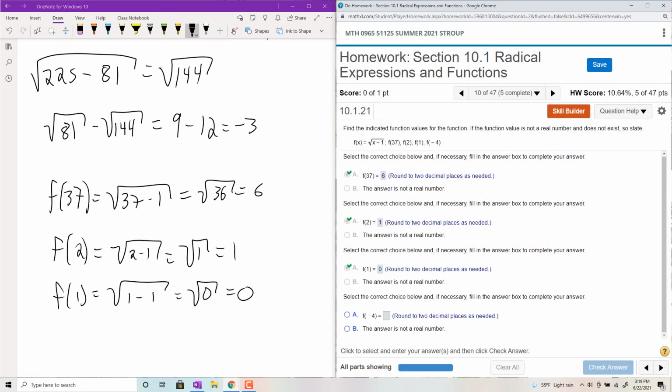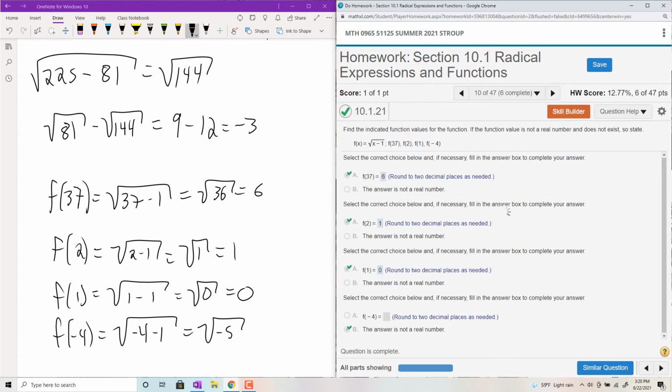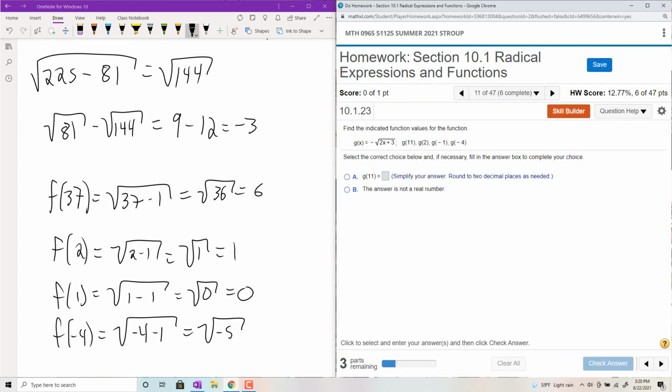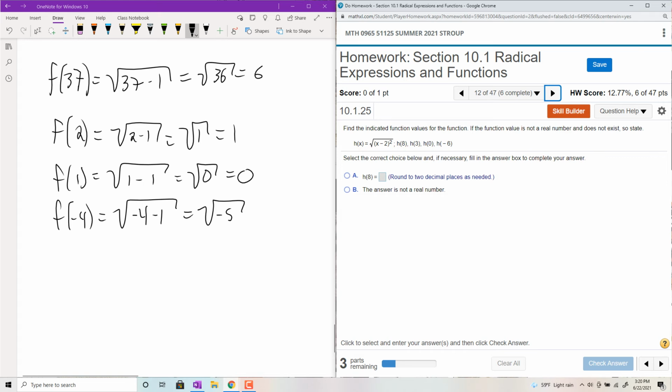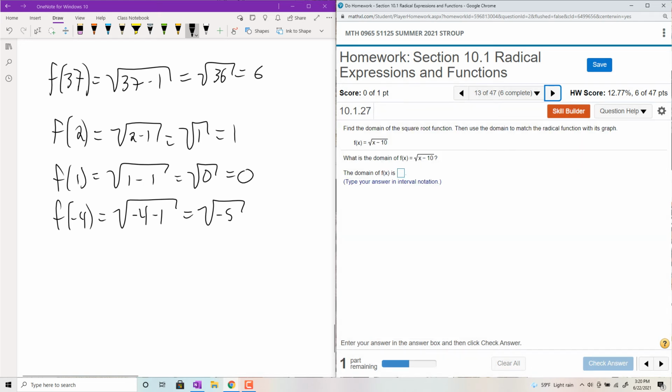And then f of negative 4. That negative 4 is not going to be in the domain, right? If we take the square root of negative 5, it's not real. So it's not in the domain. Okay, so that's basically just another one of those.